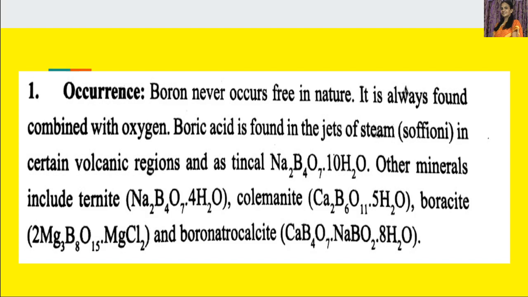Boron never occurs free in nature. That is, it is not available in the free state; it is available in the form of compounds, always found combined with oxygen. Boric acid is found in the jets of steam in certain volcanic regions, and tinkal, that is Na2B4O7.10H2O, is borax.